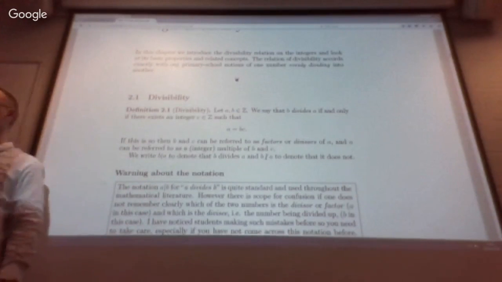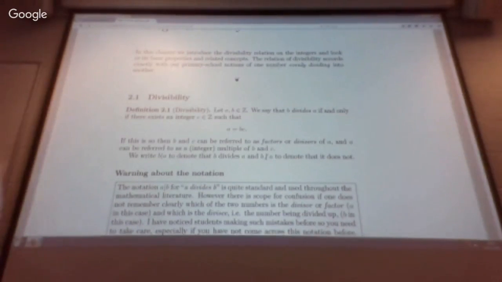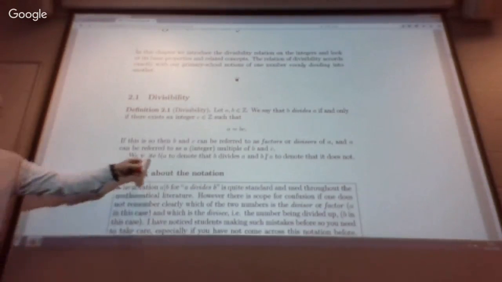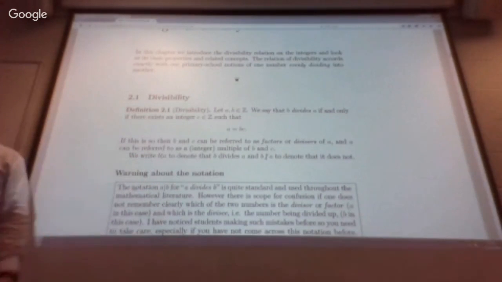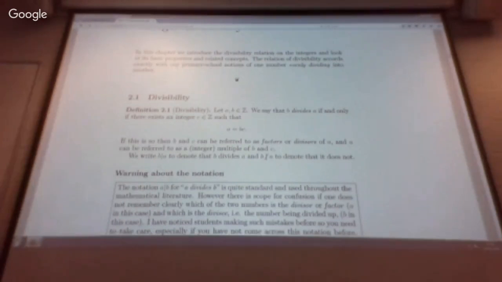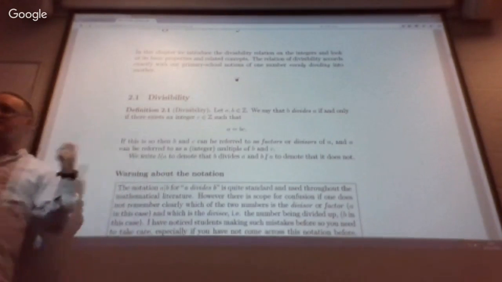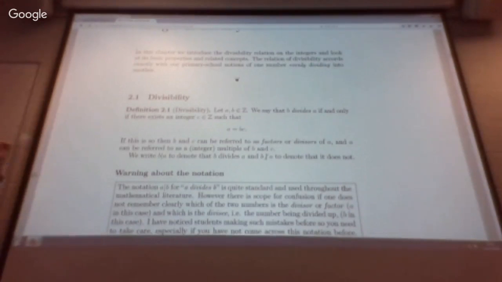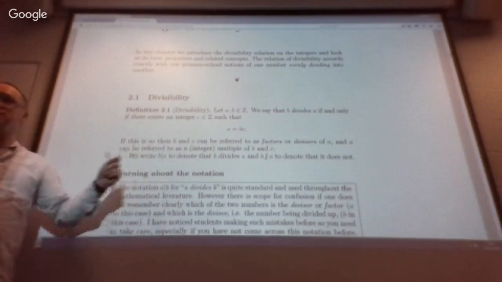When I say ordered pair, it means there's a left one and a right one, or a first one and a second one. It makes a difference. B divides A is a different statement to A divides B. It's a statement. It doesn't have a value, well, it does have a value, but it has a truth value. So there's two possible values for it: true or false.